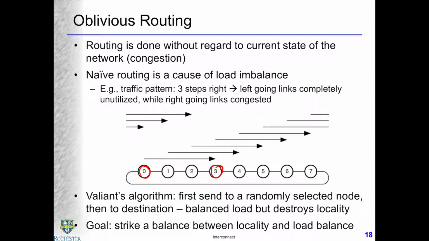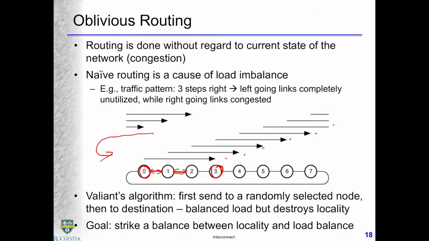And this is a ring with bidirectional links, so you can send in both directions. Knowing that everybody is doing that, the counterclockwise links are completely unused. And this will create unnecessary congestion.